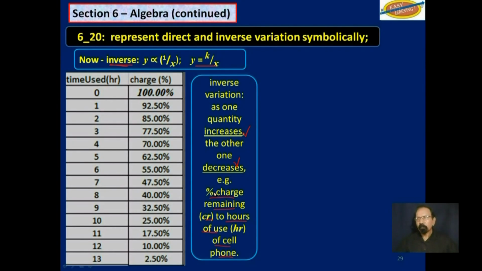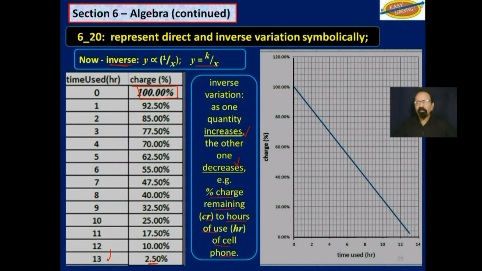For example, let's use some numbers here. Let's say your phone charge would last for 13 hours, more or less. So at 0 hour, it is 100% charge. And after 13 hours, it is only 2.5% charge. If you plot that on a graph, you get this graph here on the right-hand side. That's an inverse relationship.